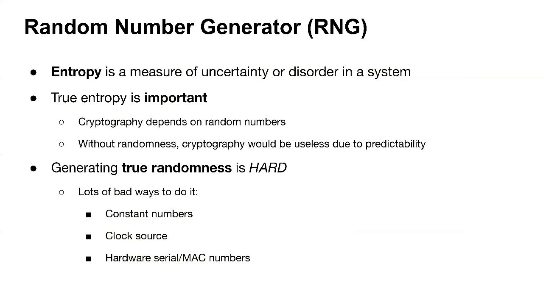If you don't have true randomness, then a lot of the cryptography becomes predictable. And it turns out generating true entropy or true randomness is very hard. And there's a lot of bad ways to do it that we do see people tending to do from time to time, and hopefully try to correct them on that as well. Some people try to use constant numbers. Maybe they're doing that for testing, or use a clock source, but likely, your boot time from when you boot your device to when you get to the operation is probably not that random. Some people try to use hardware serial and MAC numbers, but that can be very predictable.